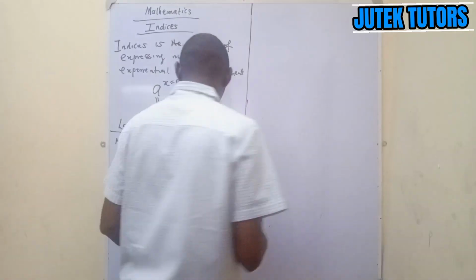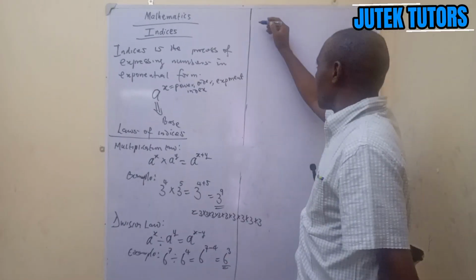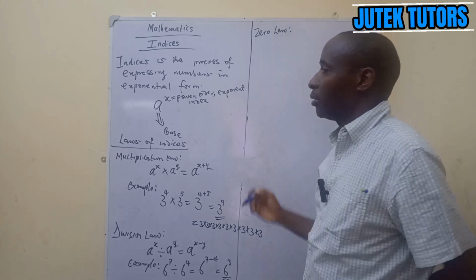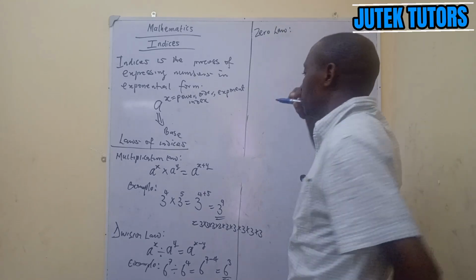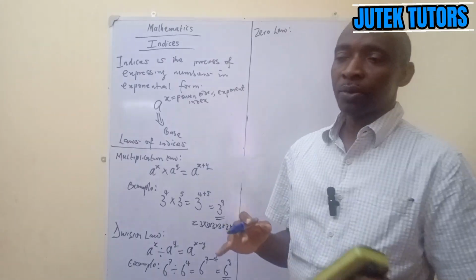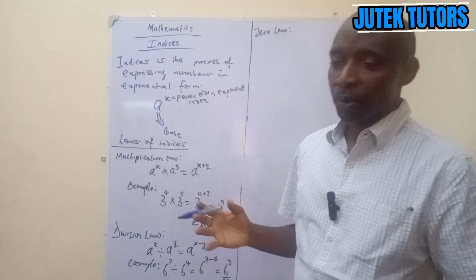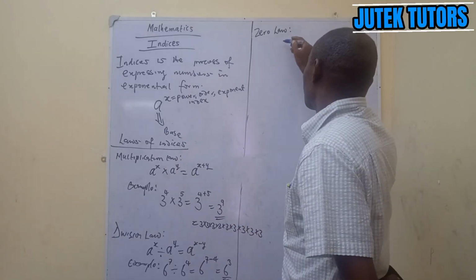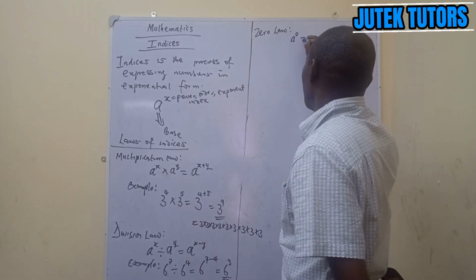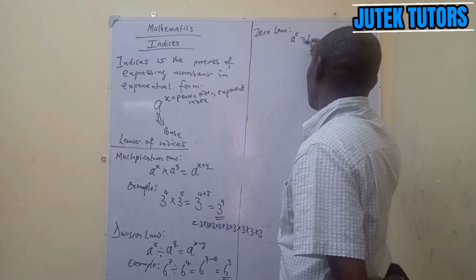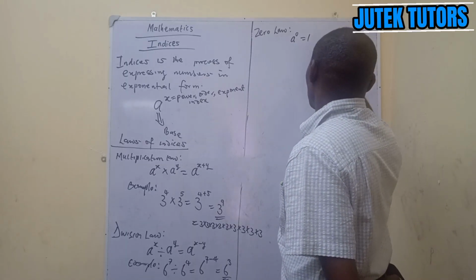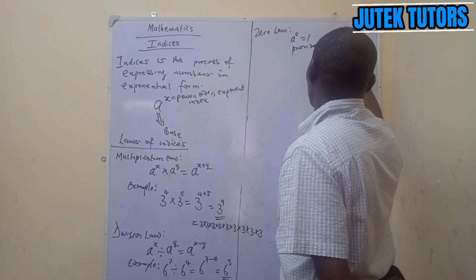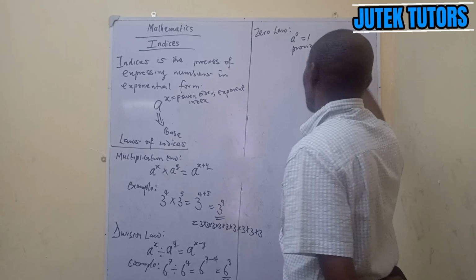So let's look at another law we call the zeroth law. In the zeroth law, it says that a number raised to power 0 is equal to 1. A raised to power 0 is equal to 1, provided that a is not equal to 0.